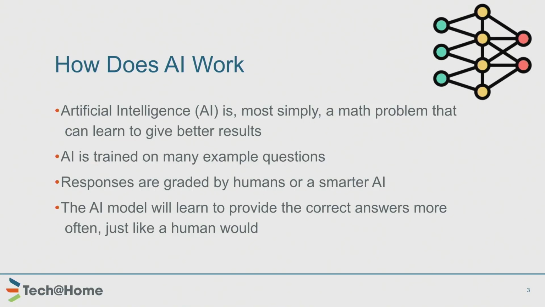Oftentimes that is done through text, so language models, but it can also be for images, videos, and more formatted results like spreadsheets. AI is trained on many example questions. We're talking millions, billions, or even trillions of example questions, and it becomes graded either by a human or a smarter AI than itself on the result. It will get a score for each individual question, and that's how it learns to create these sort of neural pathways, just like a human would learn the more correct answers slowly over time.